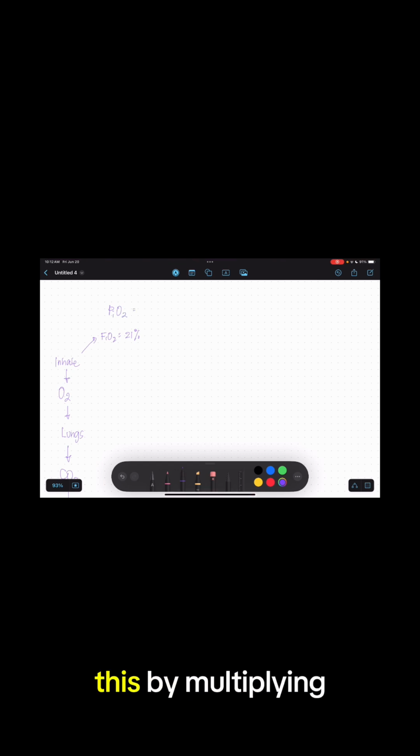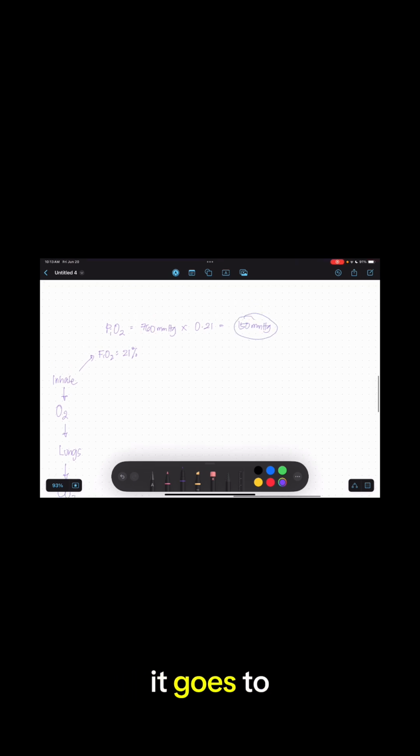And how do we get this? So we get this by multiplying the atmospheric pressure, which is 760, times the FiO2, which is 21%, equals 150. So this is the partial pressure of inspired air that you inhale. It goes to your lungs.